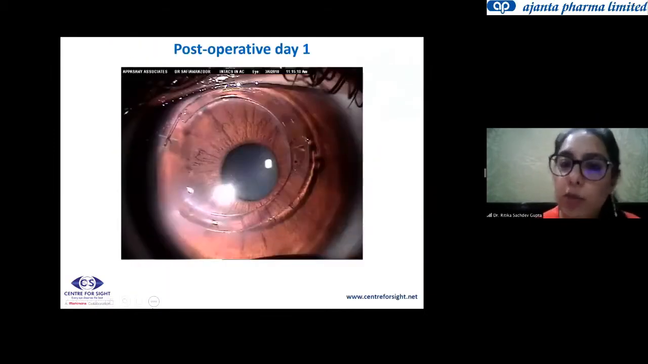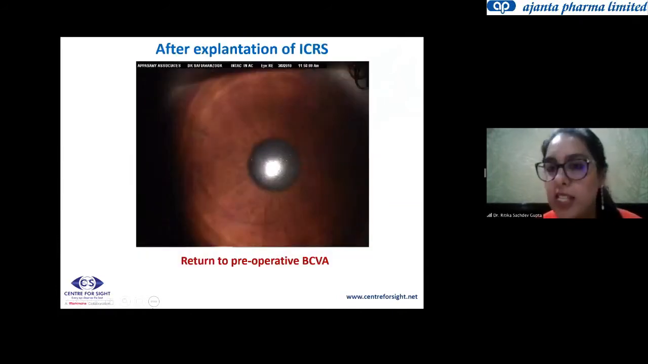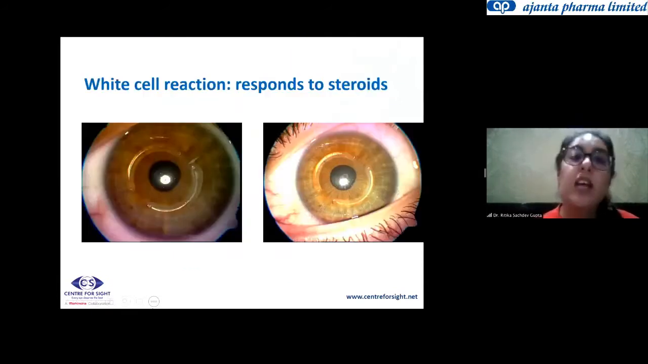Now, ICRS also comes with its own set of complications. This is a case where we accidentally perforated the cornea because this was a post-cross-linking patient. So we had to change certain settings in our laser. And inadvertently, we created a false passage, but you can easily remove the ICRS from the cornea. And the cornea is an amazing tissue, bounces back, and this is what the patient looks like with no loss of BCVA. There can be white cell reaction or calcium deposits around the ICRS. The white cell reaction usually responds well to steroids.